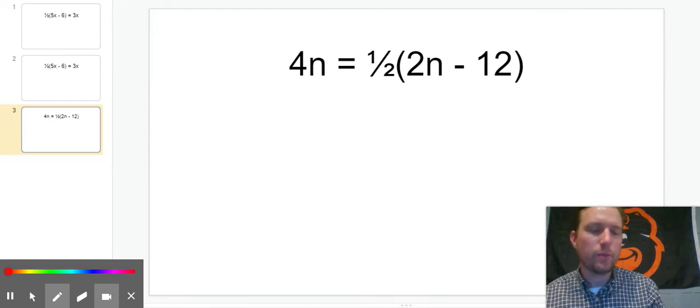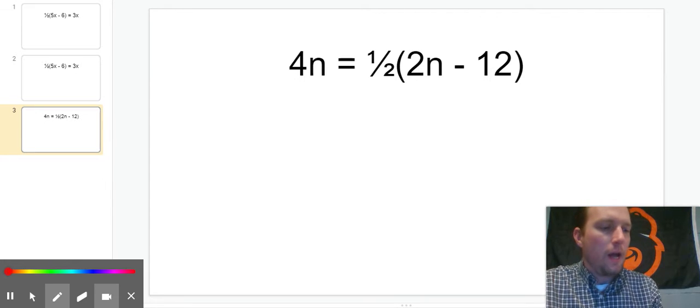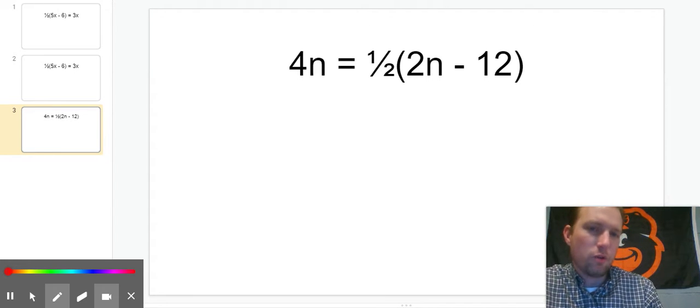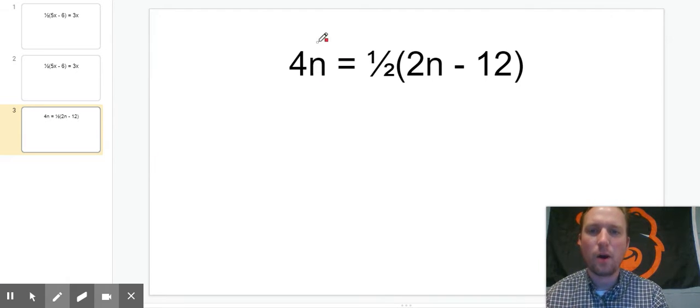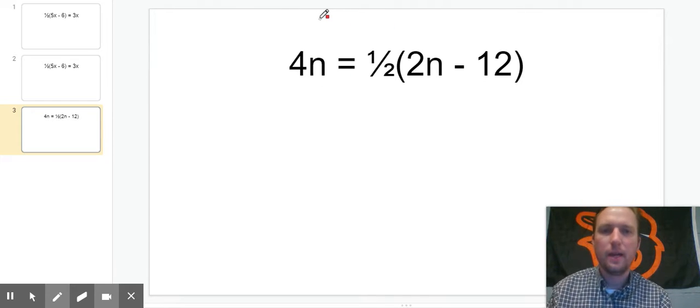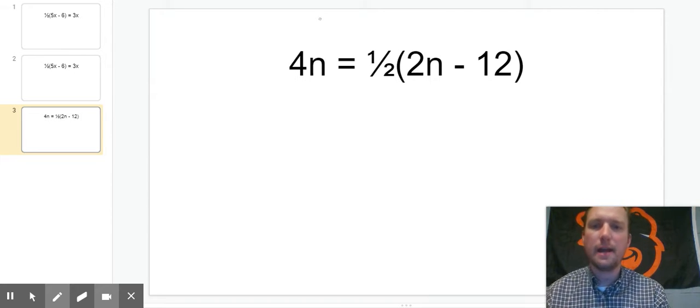So today what we're going to do is continue to solve equations with rational coefficients. Now, when we solve these equations, we're really trying to find out what is the value of our variable. The n in this equation is our variable. The variable is just a letter that takes the place of a number.